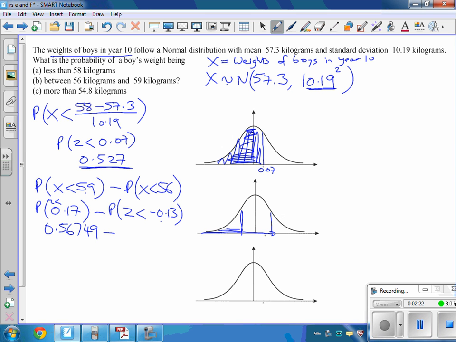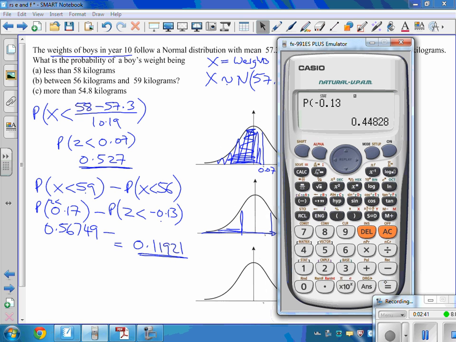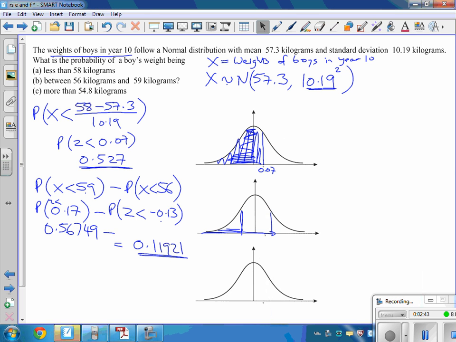And looking up the minus 0.13 one, not sure what that one gives. But the answer when you get that is 0.11921. And let's just find out that one I was missing. I didn't write it down. So the probability of being less than minus 0.13 equals, what is it, 0.448. I just didn't write that down when I was preparing for it.